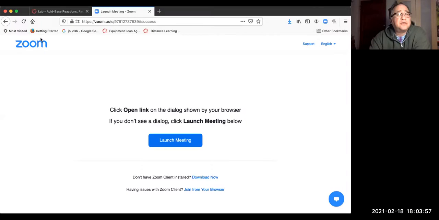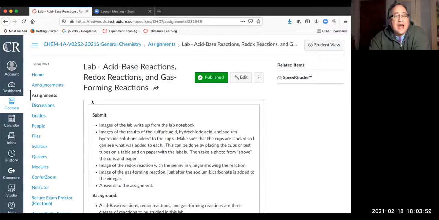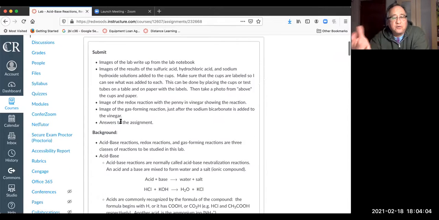Okay, then let's take a look at today's lab. So I'm going to change a share here, and I'm going to share my browser. And this is our lab, this acid-base reactions. So I'm going to go through with you how to collect the data, so to speak. Not so much the background. I'm going to let you read the background yourself because there's quite a bit there.